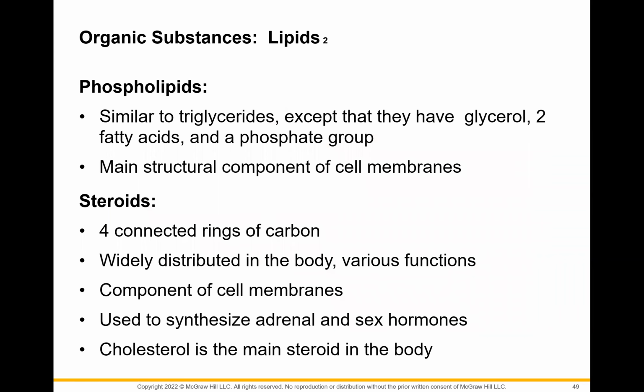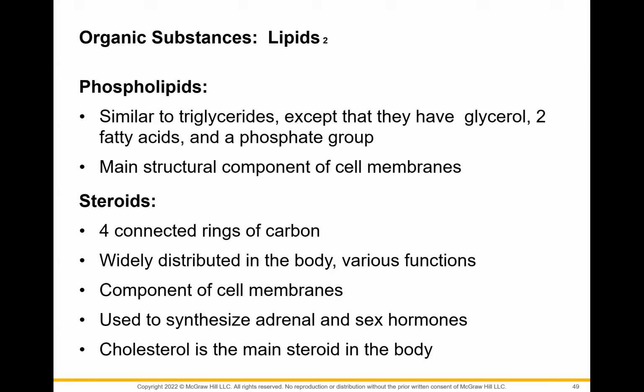And like I said before, we have phospholipids. Phospholipids are very similar to triglycerides, but they have a glycerol head, 2 fatty acid tails, and then they have a phosphate group. This is a huge component, and it's the main structural component of our cell membrane. So we have these phospholipids that create a barrier between our outside and inside world. They have these, what we call polar heads, and then they have these nonpolar or hydrophobic fatty acid tails.